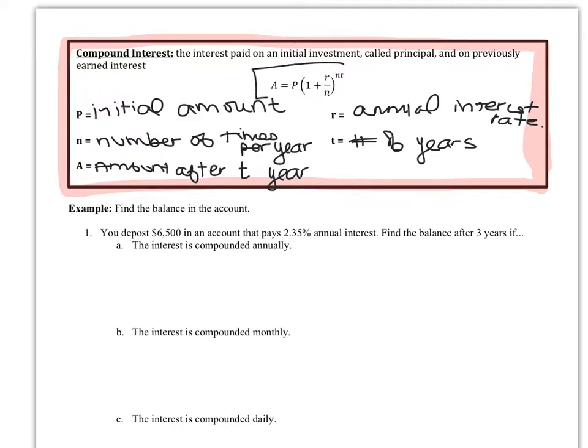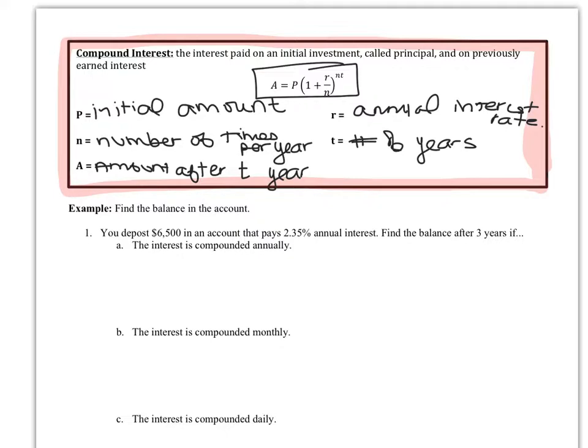So if I look at this formula, it does look different than exponential growth and decay. However, it just is another way of calculating compound interest. So if I look at this example, it says find the balance of the account. I deposited $6,500 into my account that pays 2.35% annual interest. Find the balance after 3 years if the interest is compounded annually.